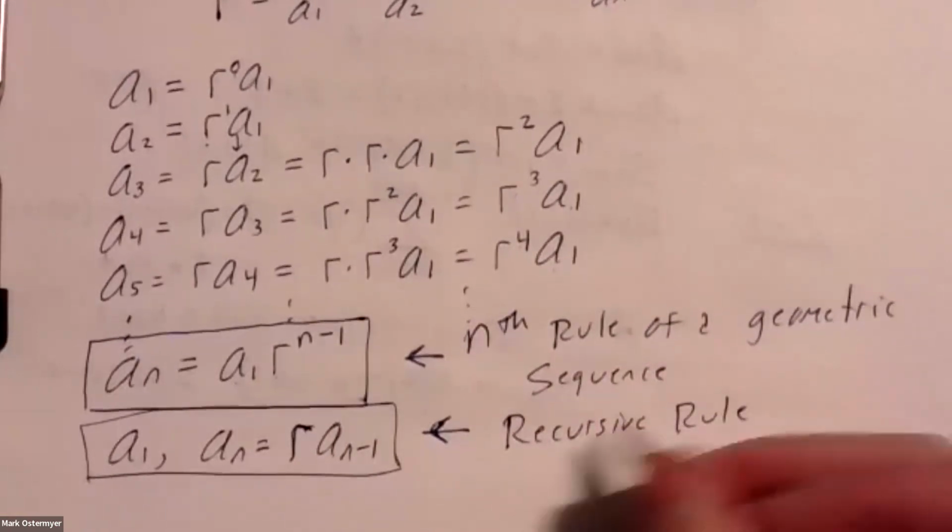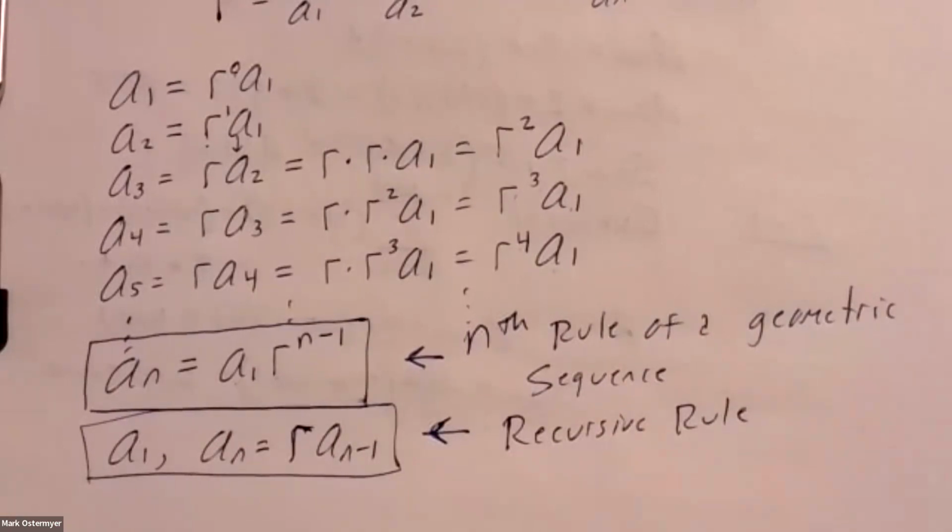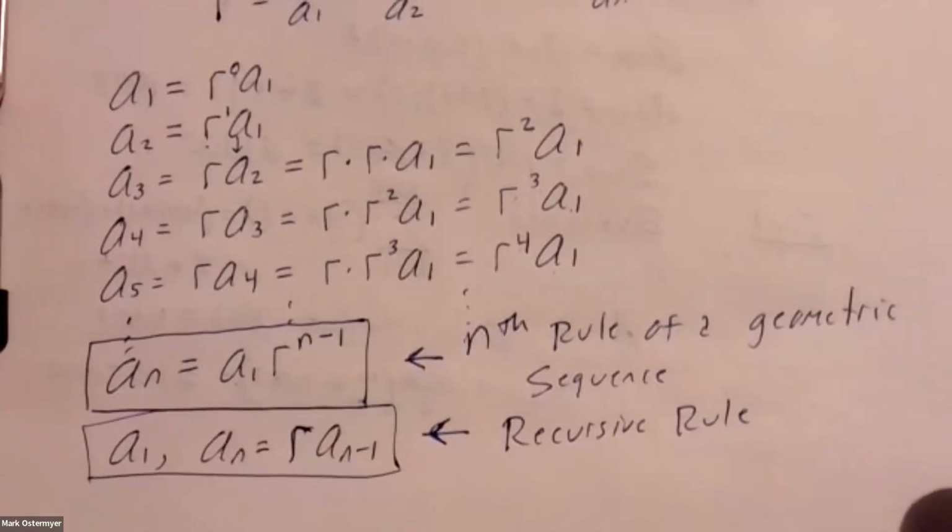Now, we don't really use recursive rules too much for arithmetic or geometric sequences in this course, but it's wise to at least see this, especially if any of you eventually get into some computer programming. In computer science, recursion does have its place, and is used, not a lot, but once in a while in writing code for a computer. All right. So we now have an nth term rule for a geometric sequence.